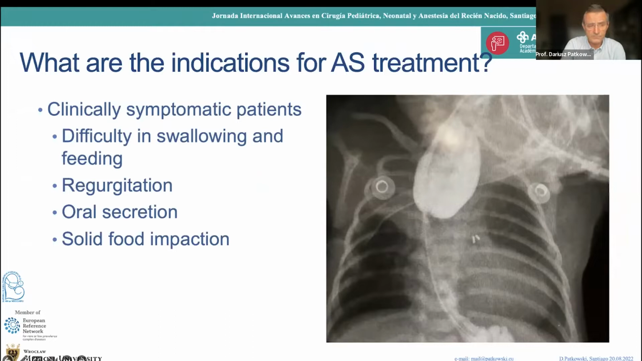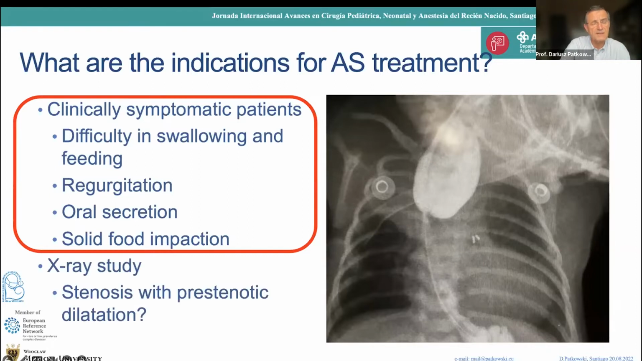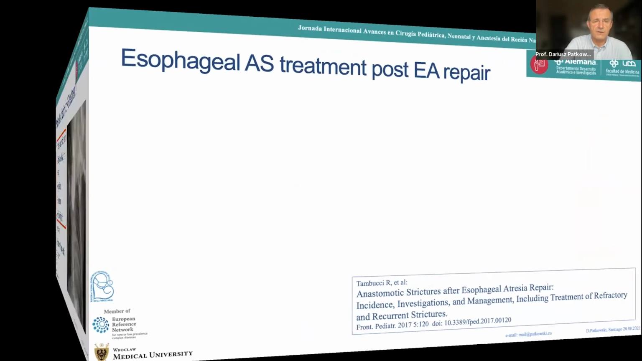What are the indications for stenosis treatment? Of course, a clinically symptomatic patient. This is the most important. So difficulty in swallowing, feeding, regurgitation, oral secretion, and solid food impaction. At our department, this is the most important indication. X-ray, of course: if you have an image like this X-ray that I present, it's obvious that you have to dilate it, but if you don't have a prestenotic dilatation, it's really difficult to diagnose it.